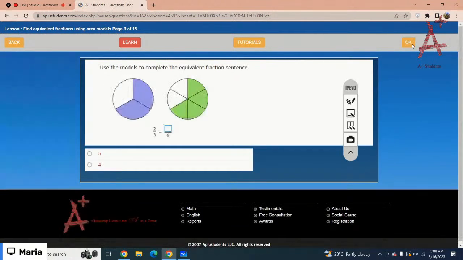Okay, the next one is use the models to complete the equivalent fraction sentence. So which is the correct option?